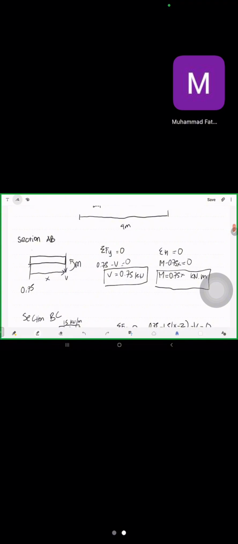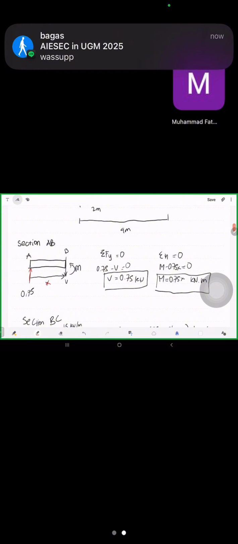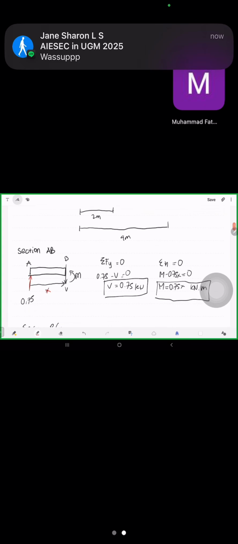On this section AB, I've also drawn the FBD. As you can see, we have a force acting on point A, and the value of the force is 0.75. We also need to know the length between A and B, but in this case we don't know the length, so we are going to notate it as X. To find the shear and moment forces, we look at point B. The shear force, noted as V, is acting in the negative direction, and the moment is acting in the positive direction.